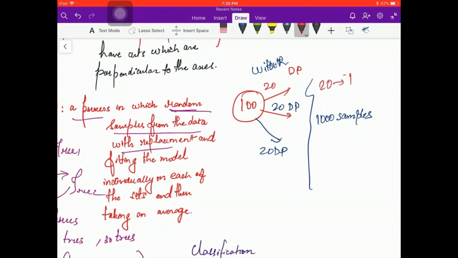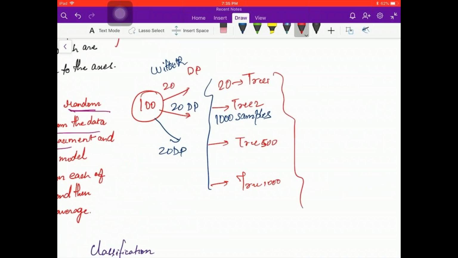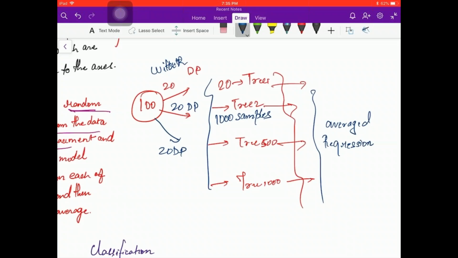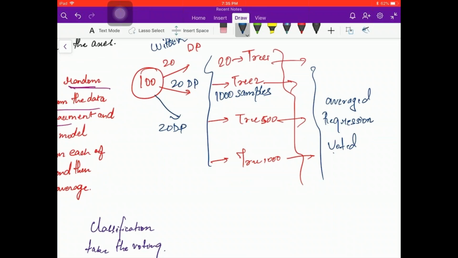Each sample will have a different tree, and then each of the trees will have an output, which will be averaged in case of regression, voted in case of classification. So 1,000 trees you will have.